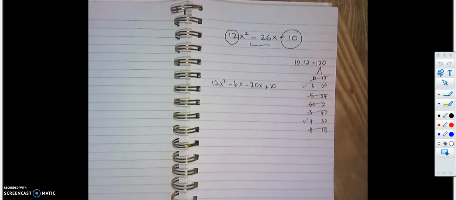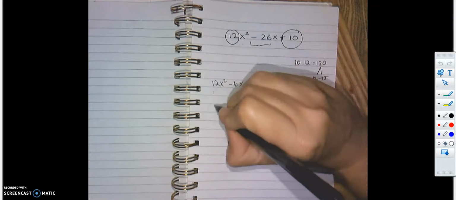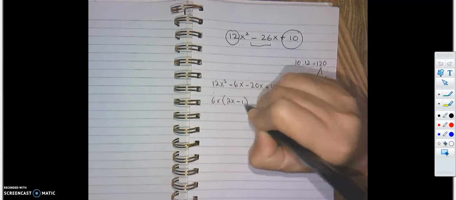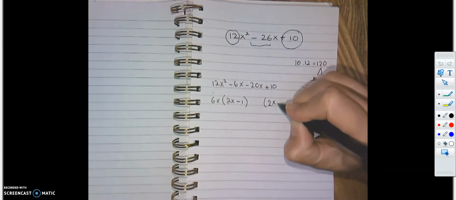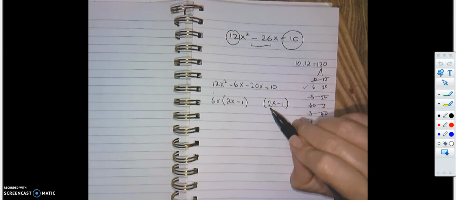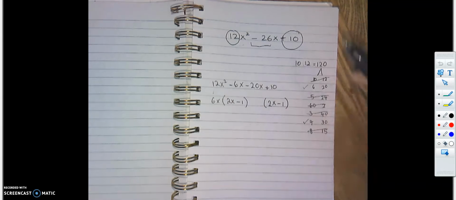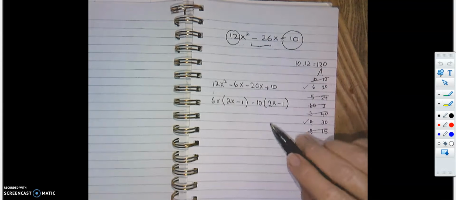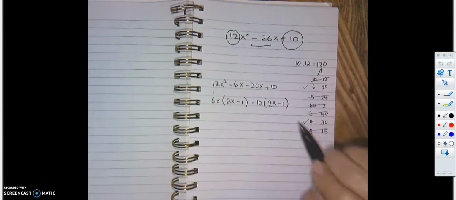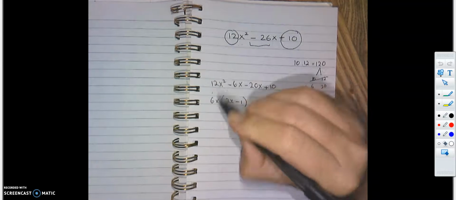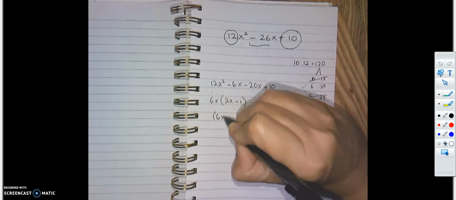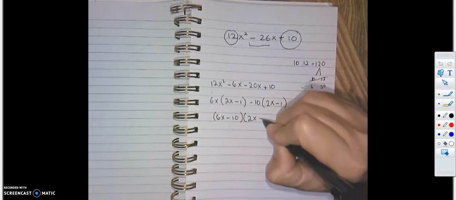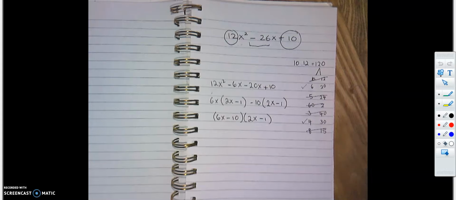plus 10. Look at the first two, what have they got in common? So they have a 6x in common. Take it out, so you get a 2x minus 1. Write down your 2x minus 1. We have plus 2, we need minus 20. So 2 times minus 10 will give us minus 20. And then check, minus 10 times minus 1 gives you your plus 10. So that one works. So when you rewrite it out, you group it, so you go 6x minus 10, 2x minus 1.